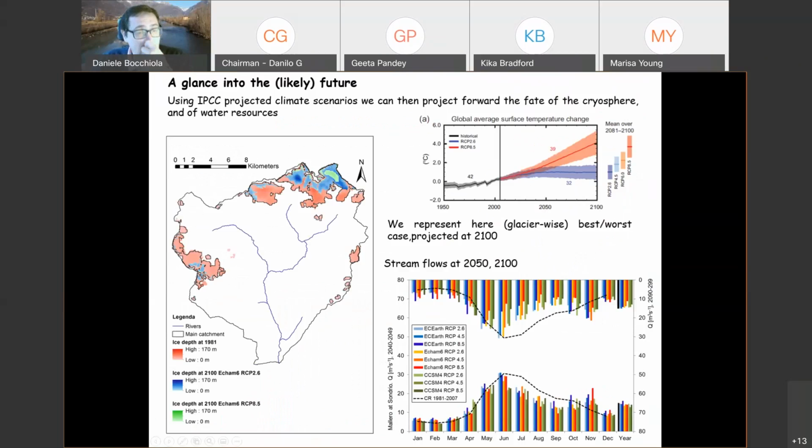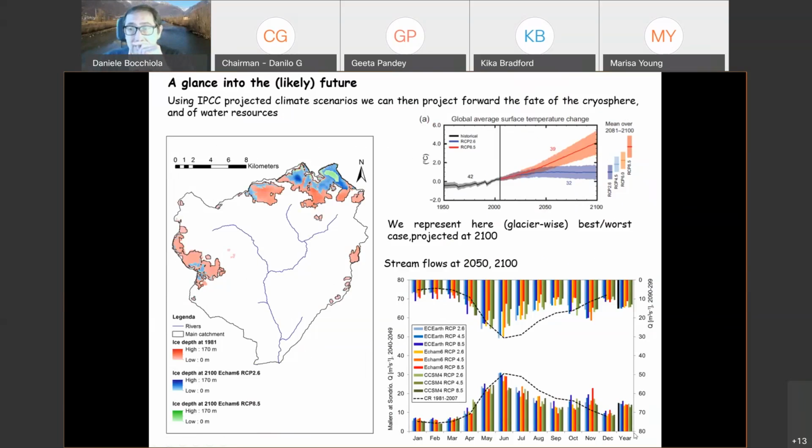Then we made a projection for the future, and you can see here in the map the worst case scenario, which is the green map, and the best case scenario, which is the blue map, compared with the ice depth right now, which is, sorry, 1981, the red one. You can see that the future scenarios seem very, well, inclement, I would say.